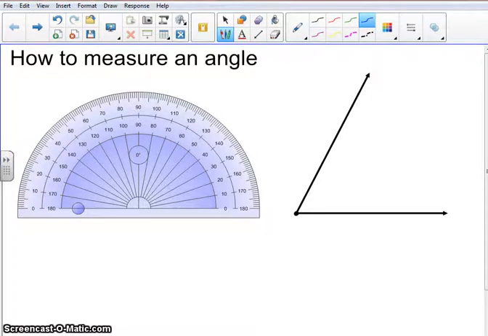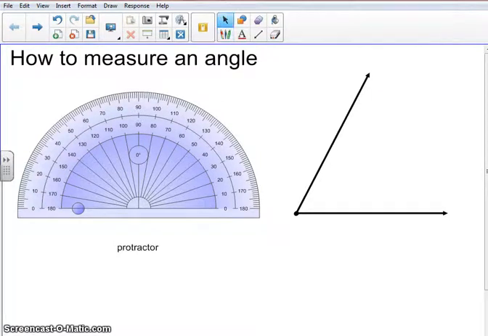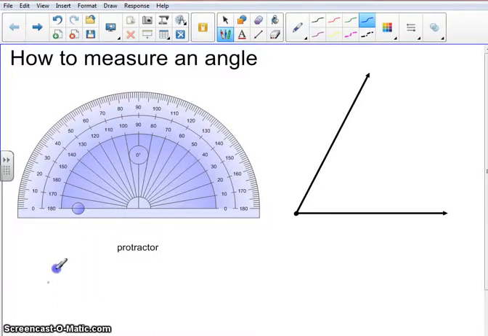Let's review how to measure an angle. This math tool is called a protractor. A protractor is used to measure the number of degrees in an angle. I would be measuring the number of degrees inside of this angle.